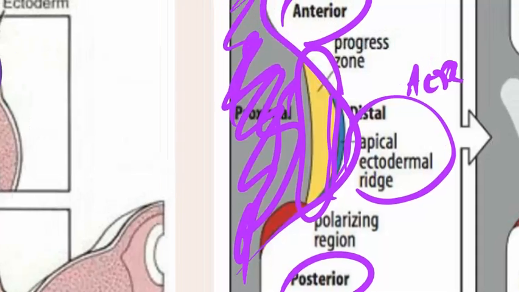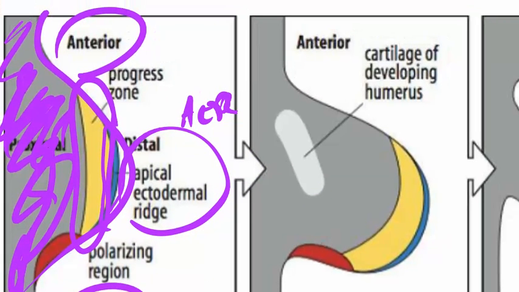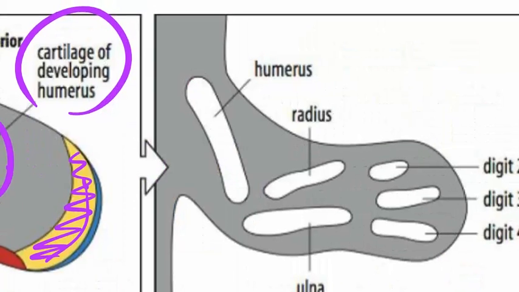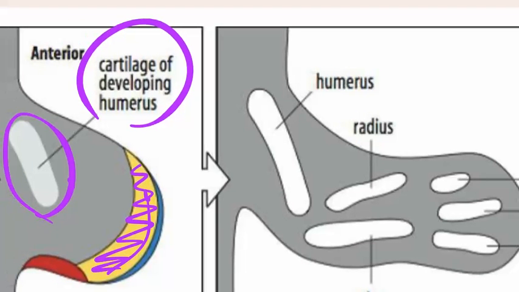And so what happens is that behind this progress zone, you get mesenchymal condensation. And so that's how you're actually going to form cartilage. Again, not around the progress zone, but behind the progress zone, you get condensation of the mesenchyme or the lateral plate mesoderm. So the lateral plate mesoderm is going to condense, and that's how you're going to get the cartilage appearing. And then the cartilage can then ossify, and that's how you get your bone. Did you guys get that?